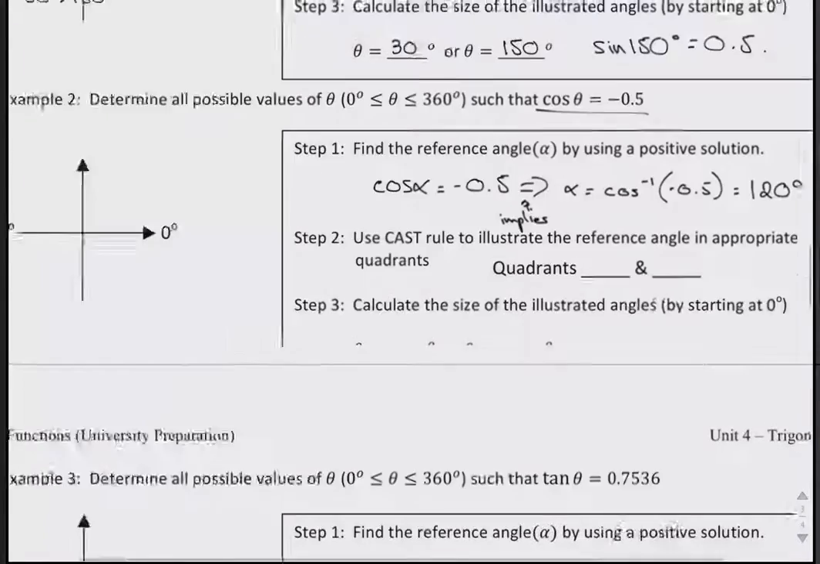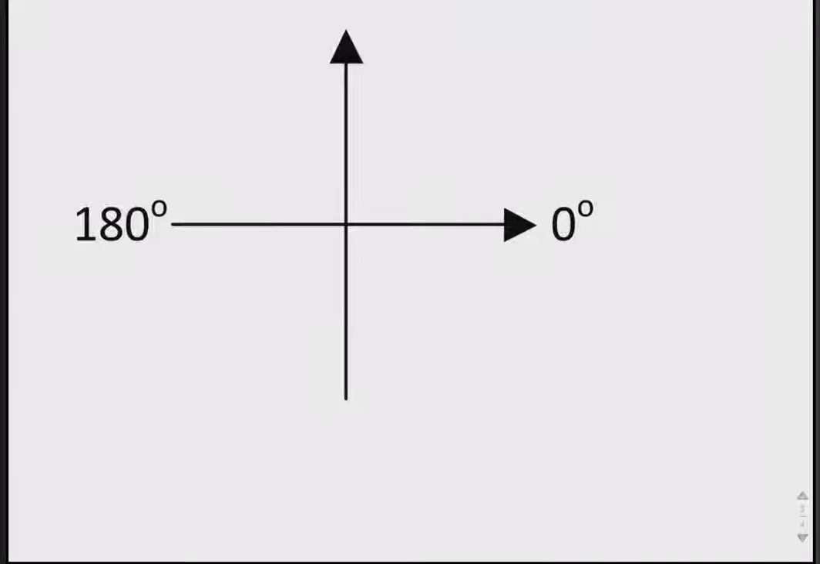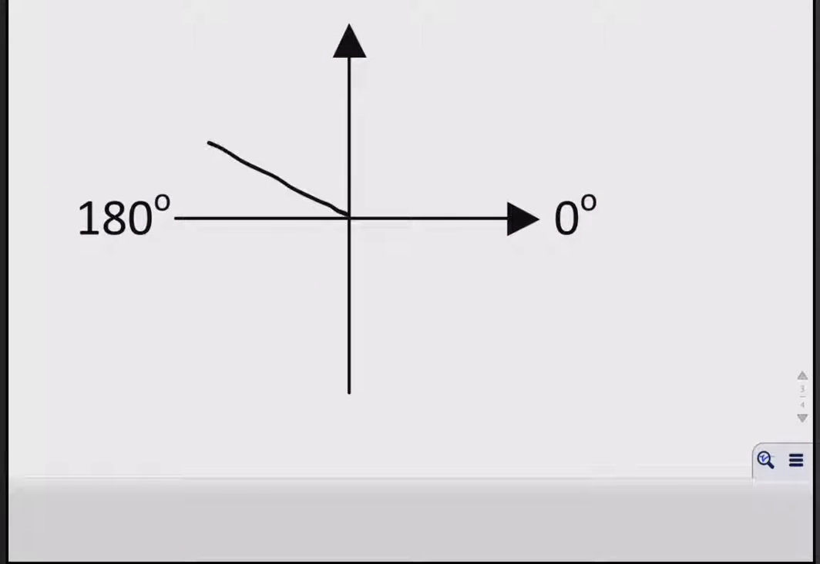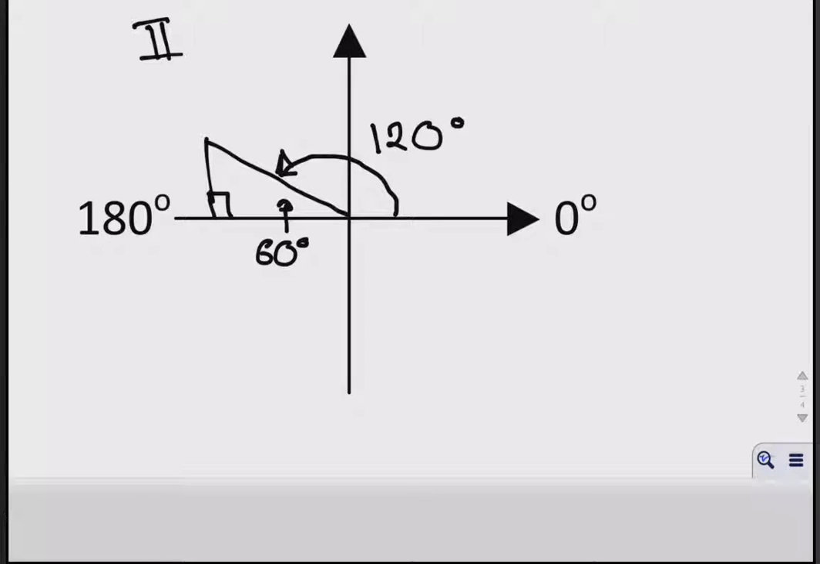So 120 degrees is going to go from 0 all the way to here, roughly. I'm not drawing it to scale. I just want to indicate that the angle is going to be in the second quadrant. And I know this is 120 degrees. So the angle made relative to the x-axis is going to be, well, 180 minus 120 gives me 60 degrees. That's this angle here. So I know that cos is negative in quadrant 2 as well as quadrant 3.